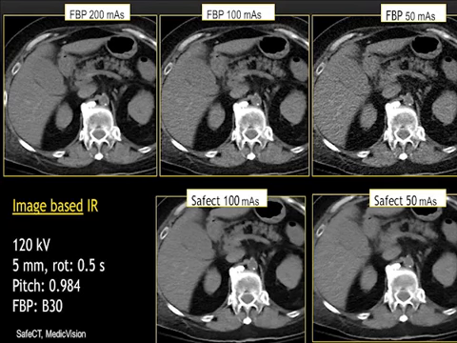And here's an example of how this algorithm works. This is a postmortem abdominal CT done at 200, 150 mAs, and we reconstruct this data with the SafeCT algorithm, and we see the noise has gone down. But if you look at this pancreatic contour over here, the edges of the pancreas look blurred.